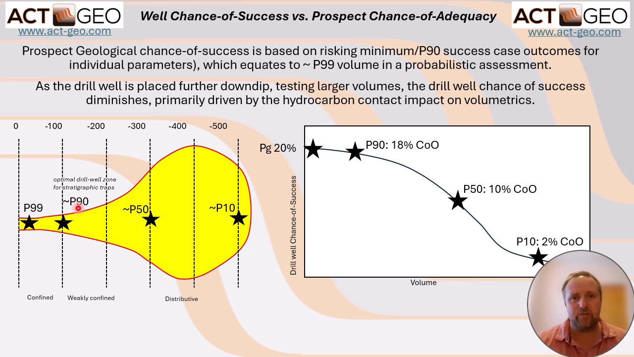As such, the drill well chance of success only equals the geological chance of success for the P99 volume and the P99 column height. For instance, if I drill at a P50 location, which is about the P50 column height, my drill well chance of success would be diminished by 50% compared to the geological prospect chance of success. So think about where you place the well and how that well chance of success compares to the prospect chance of success. They are not the same things.